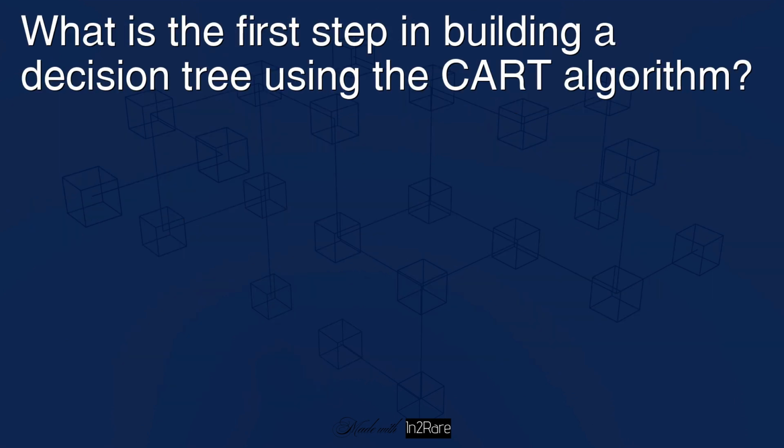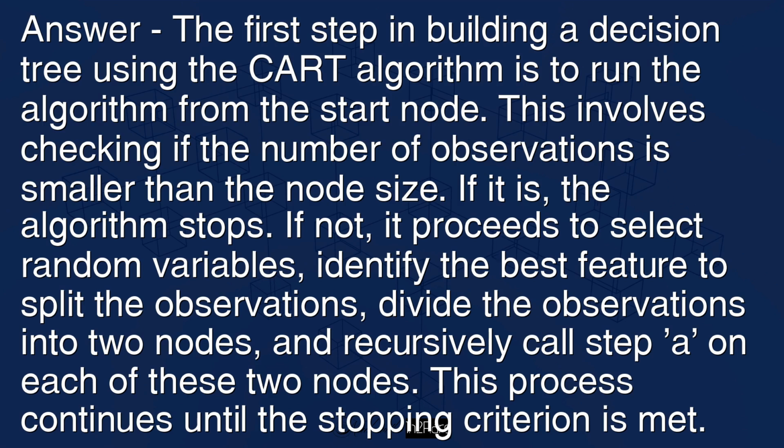What is the first step in building a decision tree using the CART algorithm? Answer: the first step in building a decision tree using the CART algorithm is to run the algorithm from the start node. This involves checking if the number of observations is smaller than the node size. If it is, the algorithm stops. If not, it proceeds to select random variables, identify the best feature to split the observations, divide the observations into 2 nodes, and recursively call the step on each of these 2 nodes. This process continues until the stopping criterion is met.